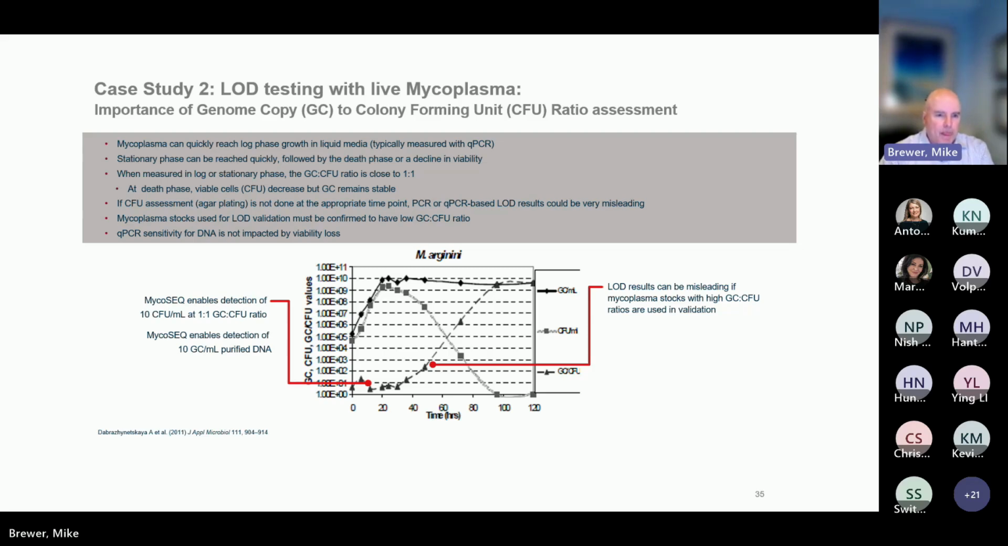ratio. So, the point of this study was to teach people and illustrate why it's very important with live Mycoplasma stocks to use them early in log phase growth, where the ratio of genome copy to CFU is very close to 1-to-1. Otherwise, you can get a misleading result.